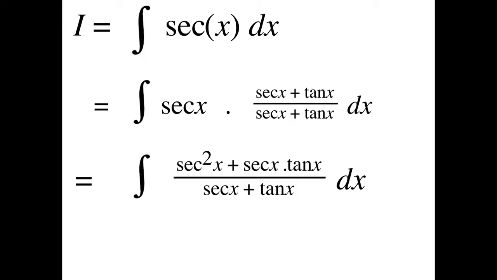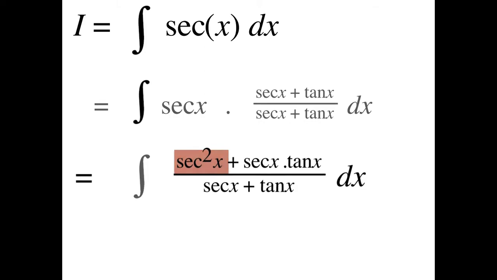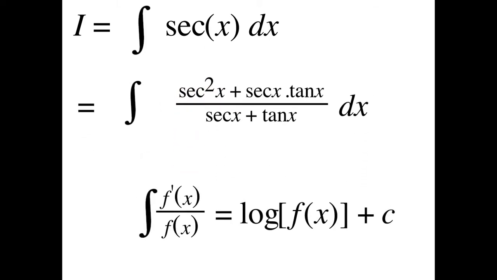dx. Now look at the derivative of sec x. The derivative of sec x is sec x times tan x. What is the derivative of tan x? It's sec square x, right? That's simple. Well, let us sum up everything and use the formula.